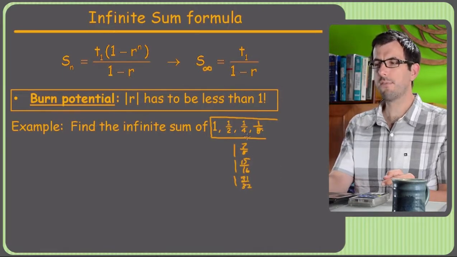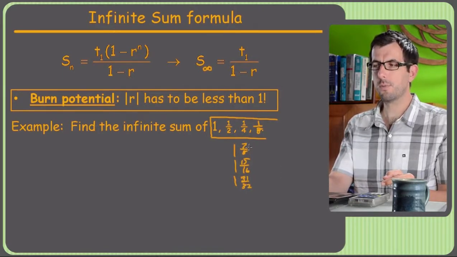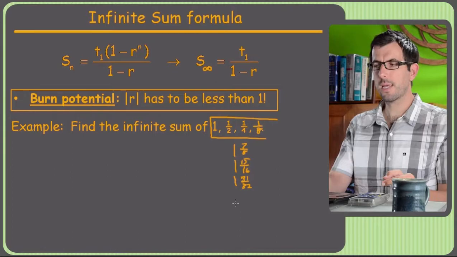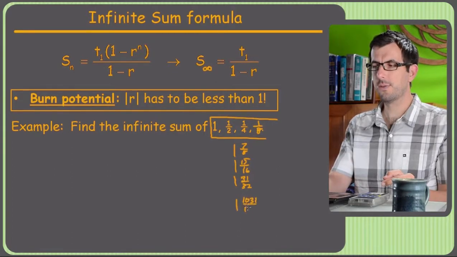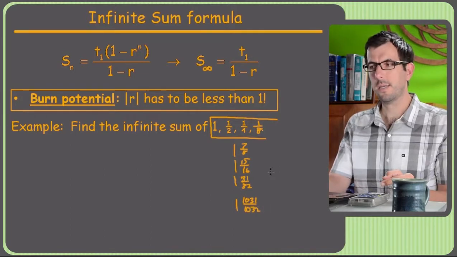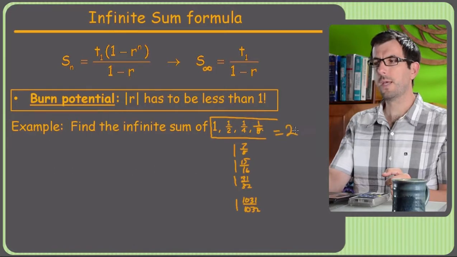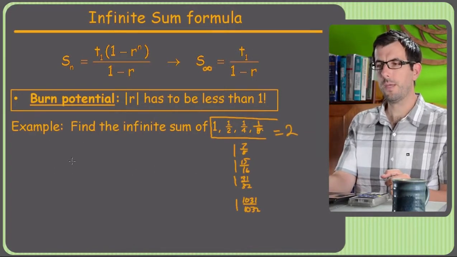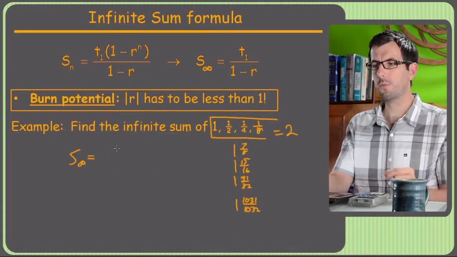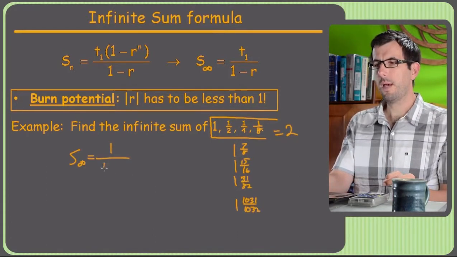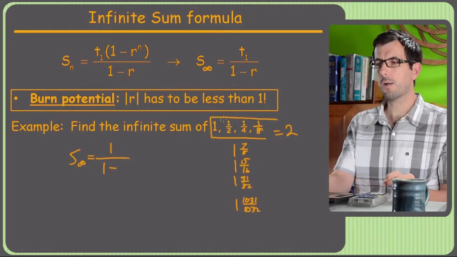So you can see how the numerator is always 1 smaller than the denominator. Eventually we're going to get to like 1 and, I don't know, 10,031 over 10,032 or something crazy. So this thing is actually approaching 2, and it's going to equal 2. Let's see if the formula gives us that, though. So the sum of infinity terms is going to equal t sub 1, which is 1, divided by 1 minus r, which in this case is 1/2.